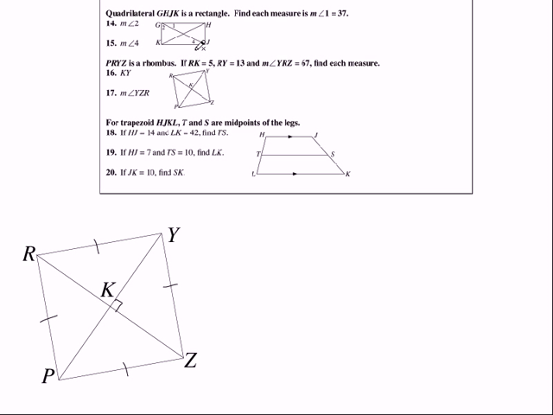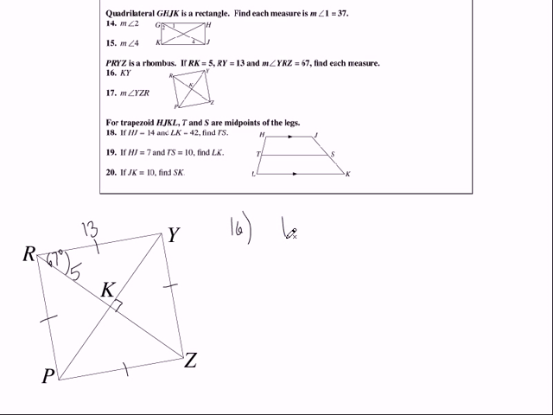It says RK is 5, and let's find RK. That's 5 right there. RY is 13. RY, that's this top one. That's 13. And angle YRZ, this angle right there, is 67 degrees. I'll try to slide that in there. Okay? And we want to find what the other measurements are.